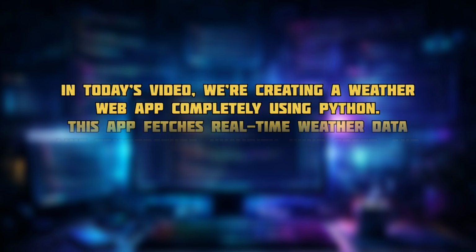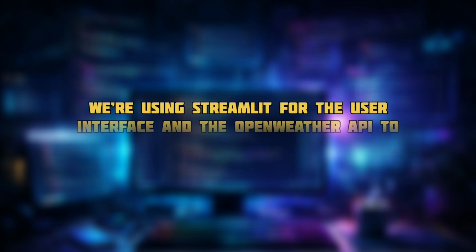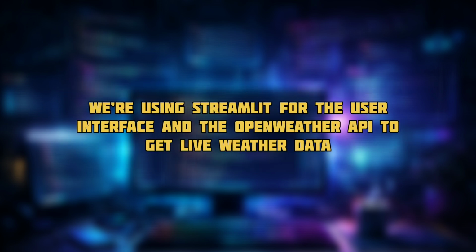In today's video, we're creating a weather web app completely using Python. This app fetches real-time weather data like temperature, humidity, wind speed, and current weather conditions. We're using Streamlit for the user interface and the OpenWeather API to get live weather data.